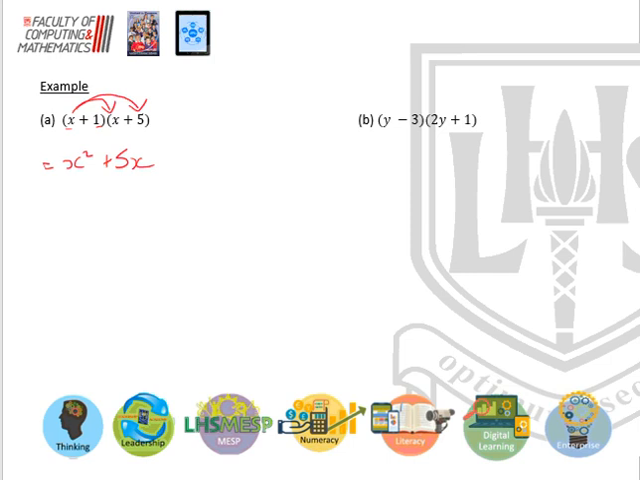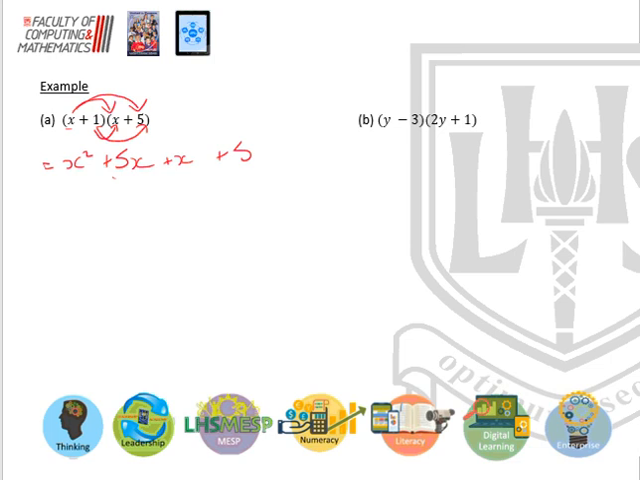Okay, secondly, we're going to take that 1 and multiply everything in the second bracket. So 1 times x is just x, and 1 times 5 is 5. So that's how we expand out brackets when you have two binomials there. So just two brackets multiplied together.